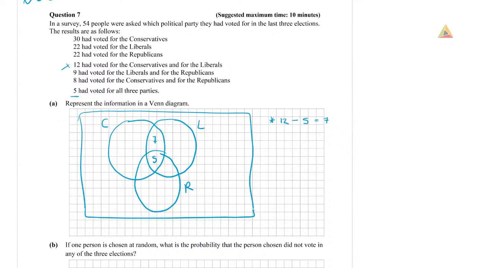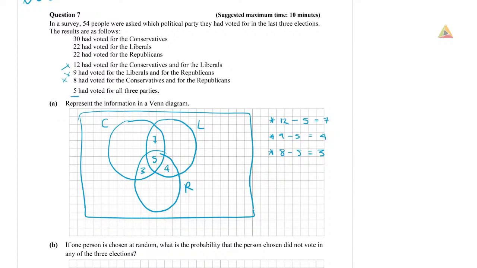Okay, if we look at the next piece of information, 9 had voted for the Liberals and the Republicans. So 9, take away the middle part, which is 5, is going to give us 4. So 4 is going to go in the intersection bit of the Liberals and Republicans. And finally, 8 had voted for the Conservatives and the Republicans. So we've 8, take away the middle part, which is 5, and you're left with 3. So 3 is going to go into the intersection part for the Conservatives and the Republicans.